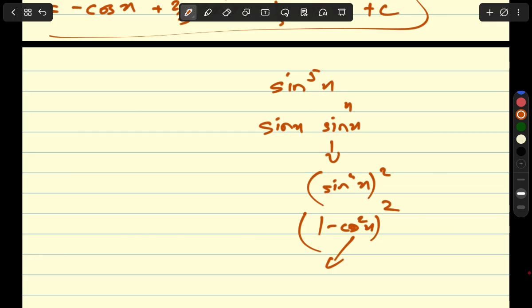Now, when the power of sine is odd, so for example, sine has some power, sine to the power of 7x, right? Save one factor of sine x and then use 1 minus cos squared x for the remainder, right?